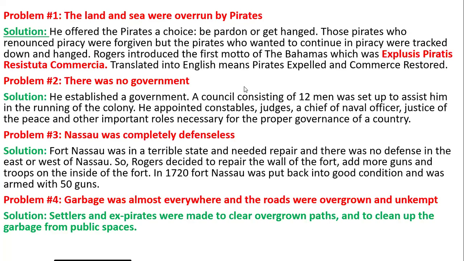Yes, sir. Give me one problem that Woodes Rogers faced. One problem that he faced. The land and sea were overrun by pirates. By pirates, very good. How did he solve this problem? He persuaded the pirates. What did he offer them? To either be pardoned or get hanged. Very good.